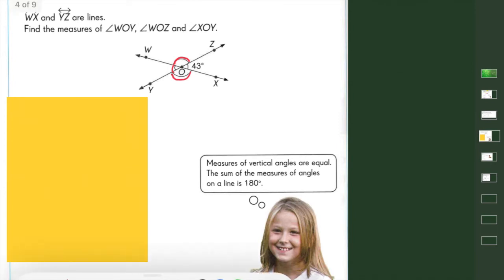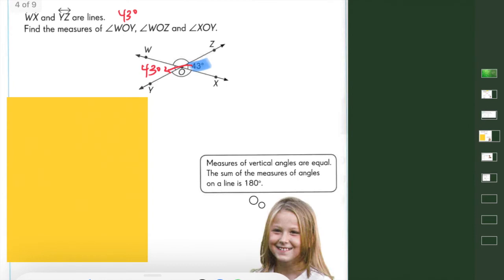So those three measures. So when you look at this, we have one angle measure, right? This measure is 43 degrees. So there's two things that this can help us figure out. One, the opposite angle must have the equal measure. So right off the bat, we can tell that WOY is going to have a measure of 43 degrees.